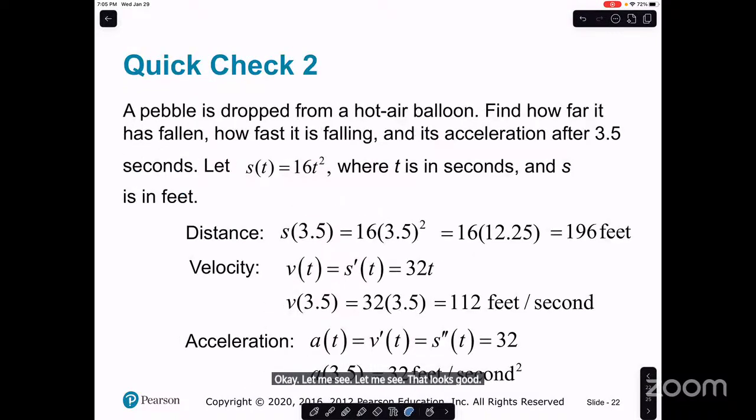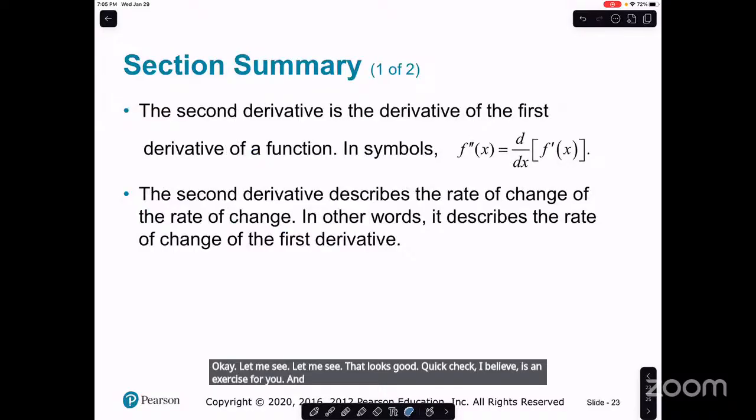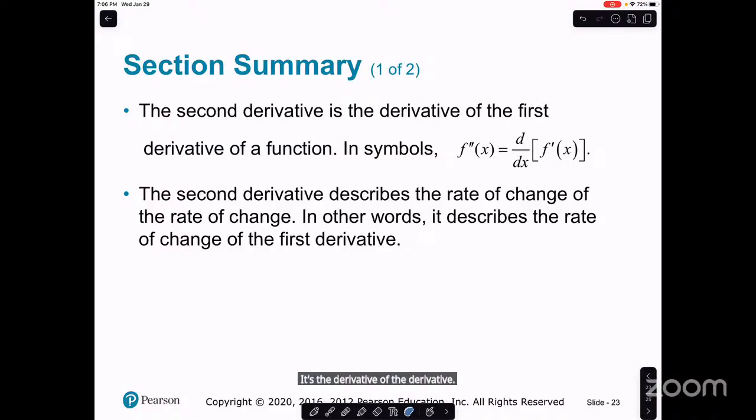Quick check, I'll leave as an exercise for you, and yeah, that's it. That brings us to the end. Okay, so with the higher order derivatives, the main takeaway there was that it's the derivative of the derivative. Now we definitely worked a few cases where it got a little dicey.